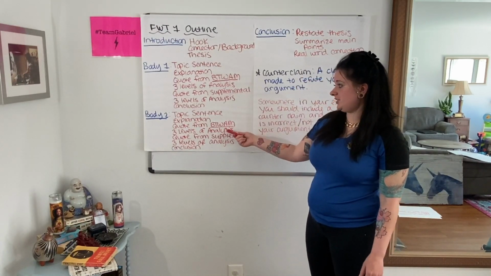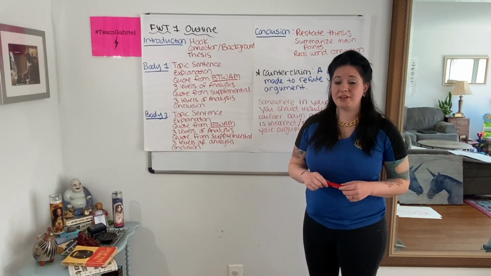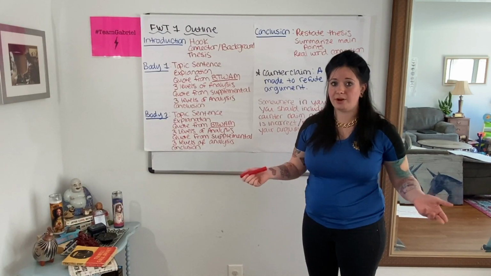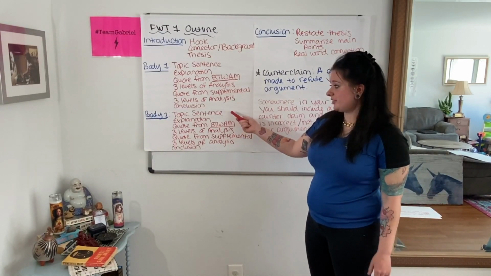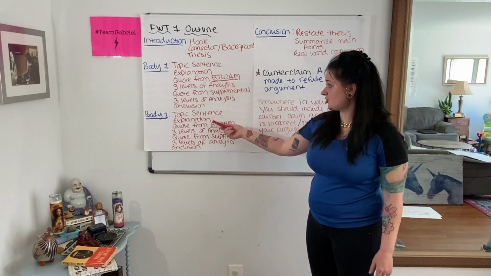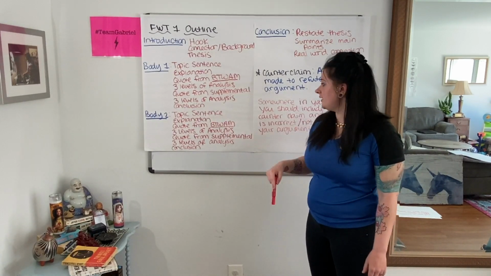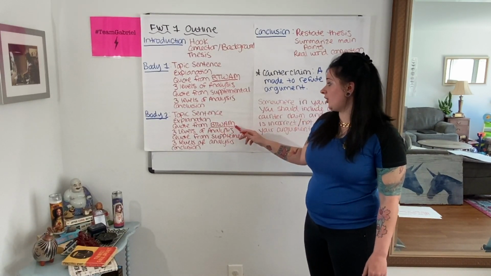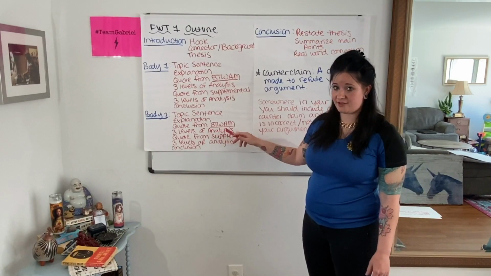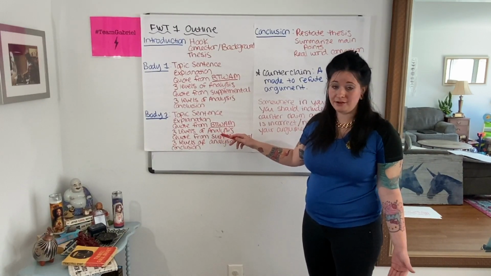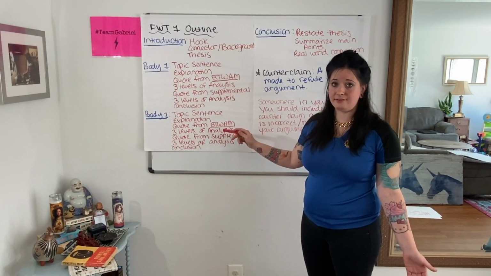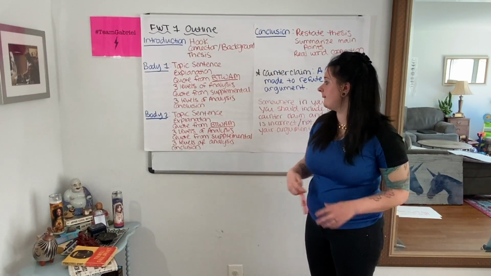Then we move on to body 2, where essentially you're doing the exact same thing for a different point. So you'll start again with the topic sentence, a short explanation of that sentence, a different quote from Between the World and Me, 3 levels of analysis. So again, what does it mean? What impact or effect does it have? And why does it matter to your thesis?